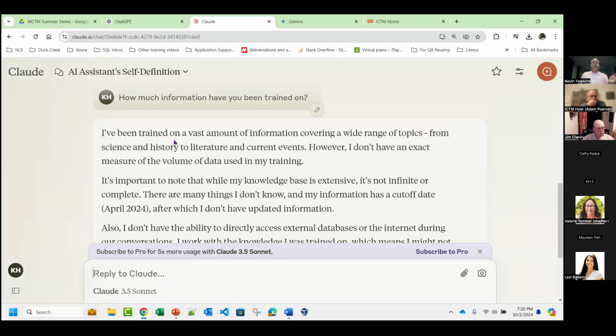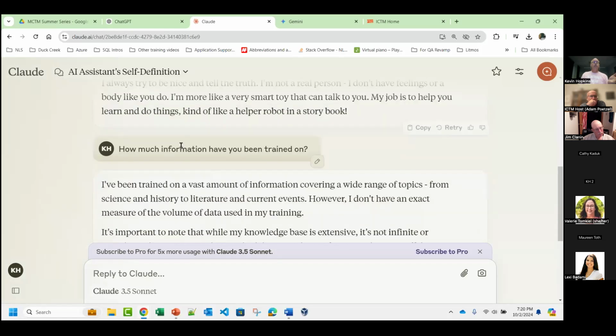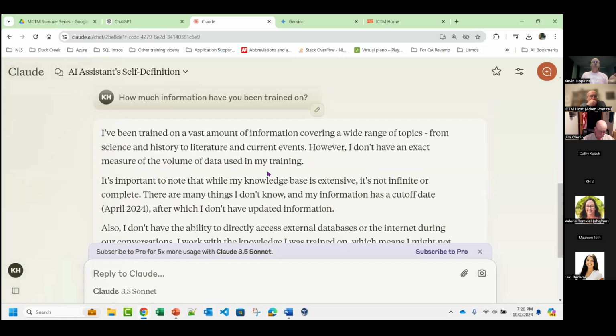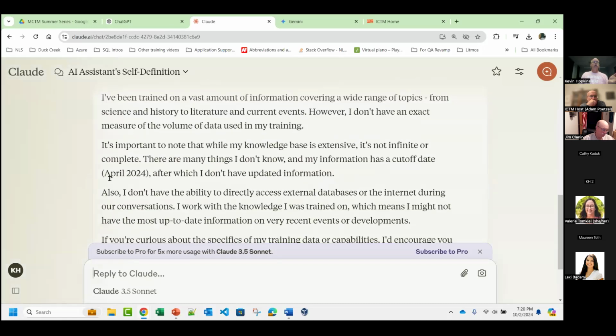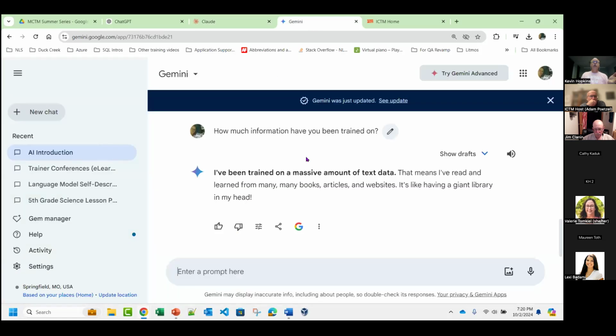Claude, however, doesn't keep talking to a 5-year-old. It has a more vast amount. There's a cutoff date of April 2024. You can check the Anthropic website, so that gives a much more detailed response. Gemini is also still kind of responding like it would to a 5-year-old.